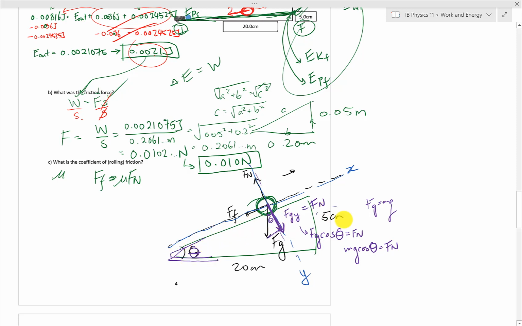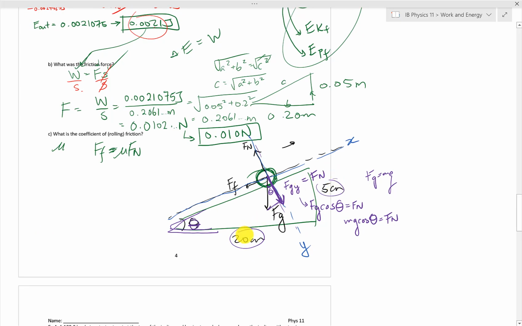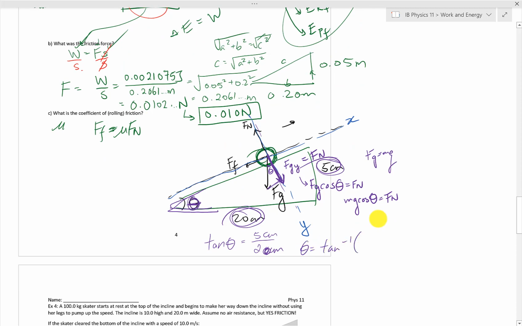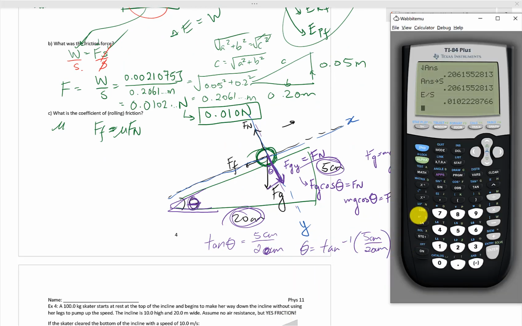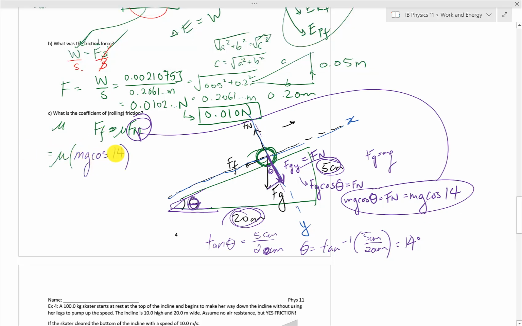So to find this angle, we have 5 centimeters and 20 centimeters. So if it's adjacent and opposite to this angle here, we can use tangent. So our inverse tangent will be 5 centimeters divided by 20 centimeters. And that gives us 14-ish degrees. So then we can rewrite this over here. This is mg cosine of 14, which I'm actually going to use a non-rounded value, as the normal force. So let's put this back all the way over here.